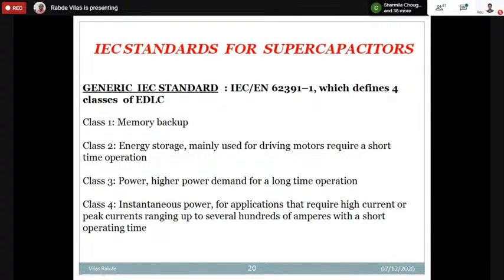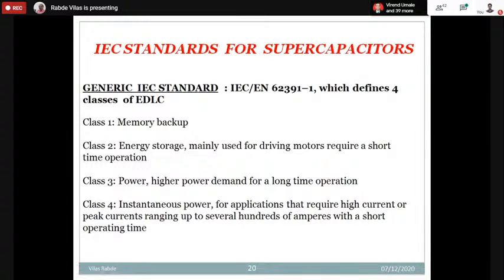So the first application was memory backup, because earlier a battery was used. Now supercapacitors are used as a memory backup. Olden days VCR, if you remember, 1,000 memories, 2,000 memories, it had a battery, lithium battery for that. But now in most of the places, supercapacitors are used for memory backup. Energy storage mainly used for driving motors, which require a short time operation.